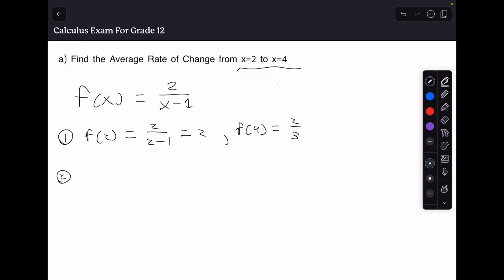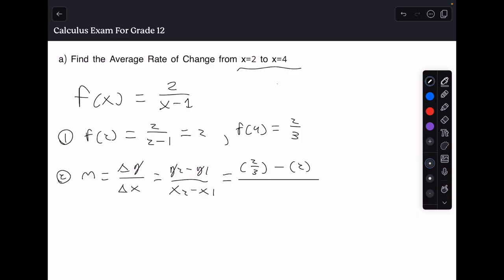So those are the steps you need to complete to solve the average rate of change. To actually calculate it, we just simply calculate the slope as you would do in grade 9. So m is equal to the change in y values, or the rise, over the change in x values, or the run, which is y2 minus y1 divided by x2 minus x1. What's y2? That's 2 over 3. What's y1? We just calculate that as 2. And x2 minus x1, that's just 4 minus 2.